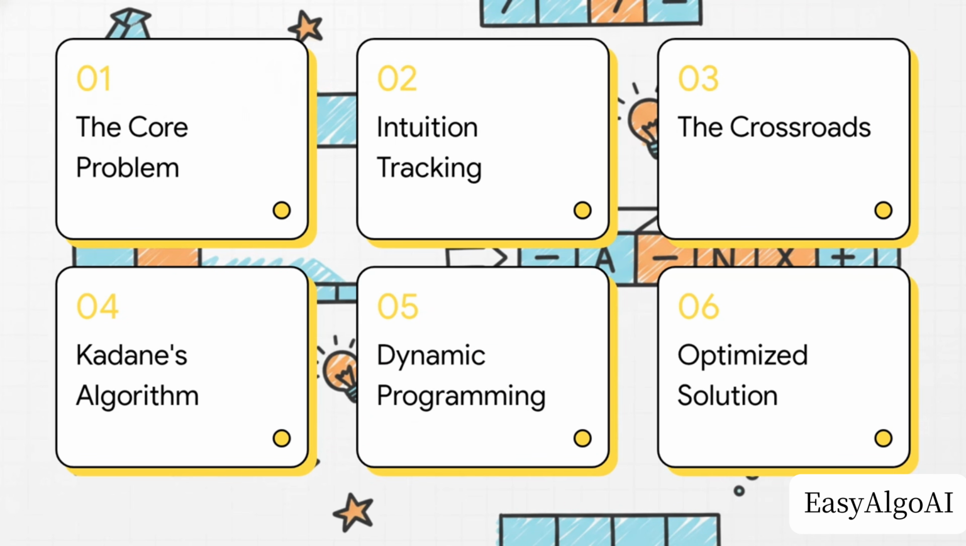All right, here's our quick roadmap for today. We'll start with Section 1, the core problem. Then Section 2, intuition and linear tracking. Section 3 is the crossroads. Section 4 covers Kadane's algorithm. Section 5 dives into the dynamic programming approach. And finally, Section 6, the optimized solution.